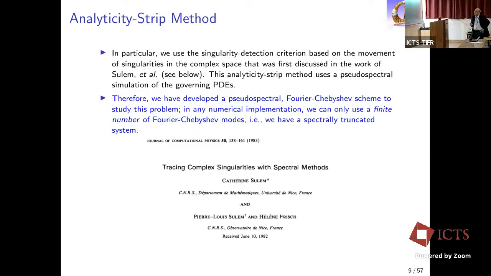So not only did we use a different scheme, we developed a Fourier-Chebyshev scheme for this problem, a pseudospectral scheme. And we used a completely different singularity detection criterion, which was first developed in this very important paper by Sulem, Sulem, and Frisch. You must have seen Professor Uriel Frisch at lunch, who's been attending the lunch things at least. And they came up with a very nice method, which is called the Analyticity-strip method, which looks at possible singularities and requires a pseudospectral simulation. Okay? So we looked at a Fourier-Chebyshev pseudospectral simulation for reasons that will become clear as I go along.